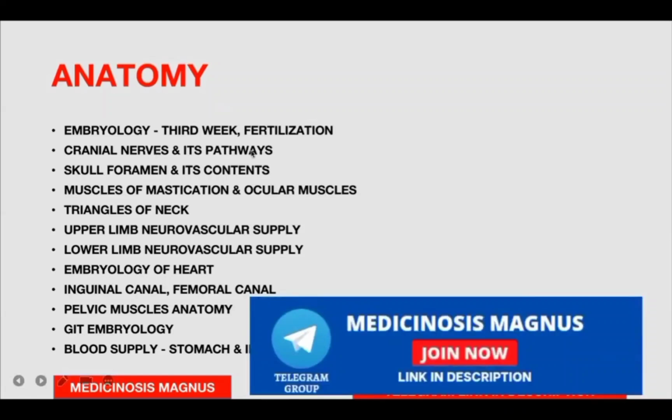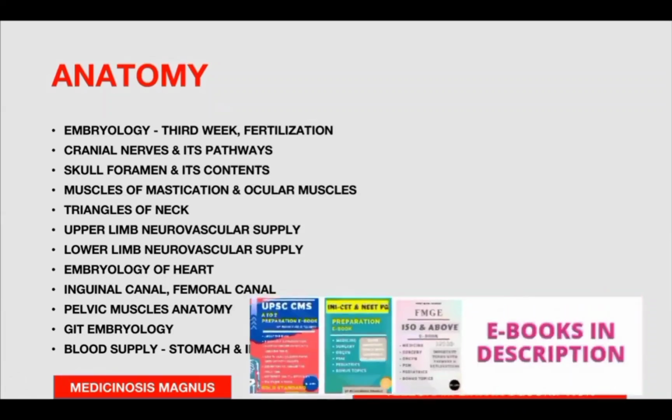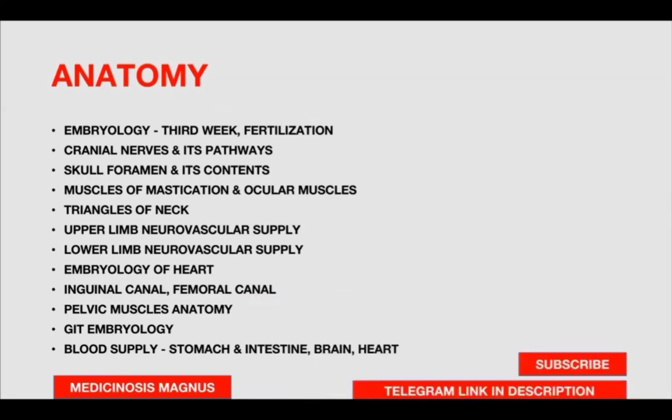Then cranial nerves and its pathways. So you should know about each cranial nerve from its origin and where it courses through, and if there is any problem in the cranial nerves, what are the diseases that can be seen. Then skull foramen and its contents, that is very important. Muscles of mastication and extraocular muscles. Triangles of neck and what it consists of.